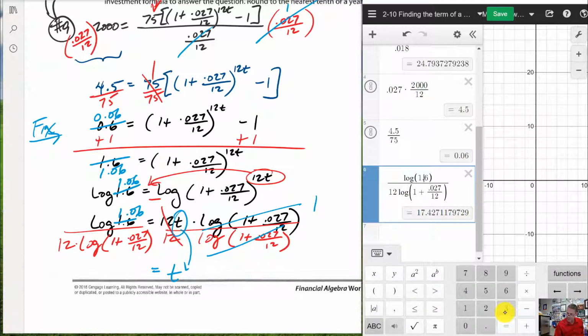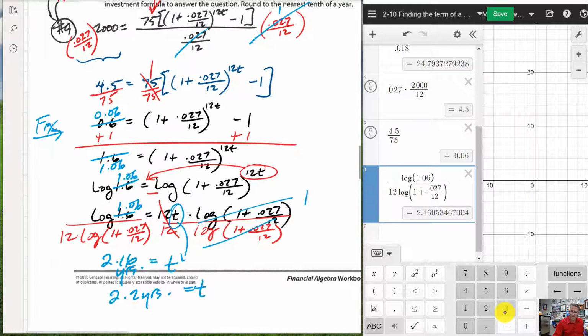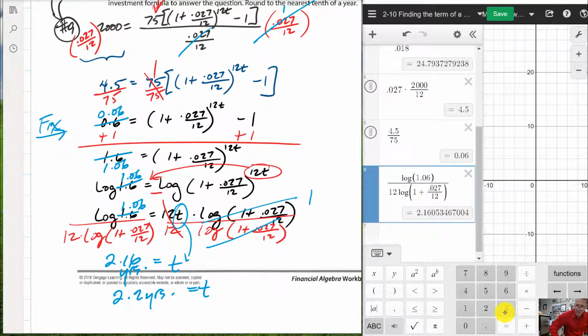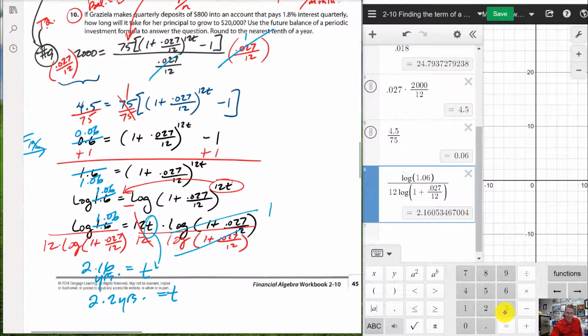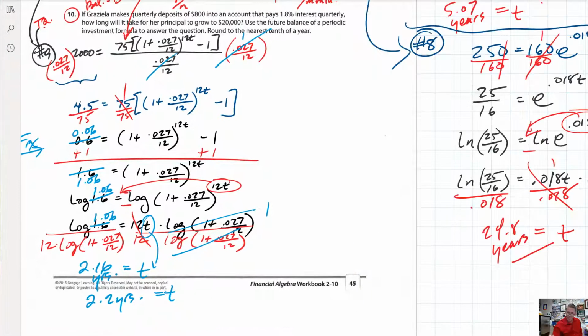I've got to just fix this. I knew I made a mistake here. There we go. That's the correct answer there, 2.16 years. So 2.16 years, roughly, and they round that to the nearest tenth, so 2.2 years. There you go. Okay, so even I make mistakes sometimes. I don't know why I put a decimal in there. I was supposed to divide 4.5 by 75, not 7.5. I don't know what I was thinking right there. Okay, but that is how you handle number 9, my friends. Okay, number 10 is very similar.